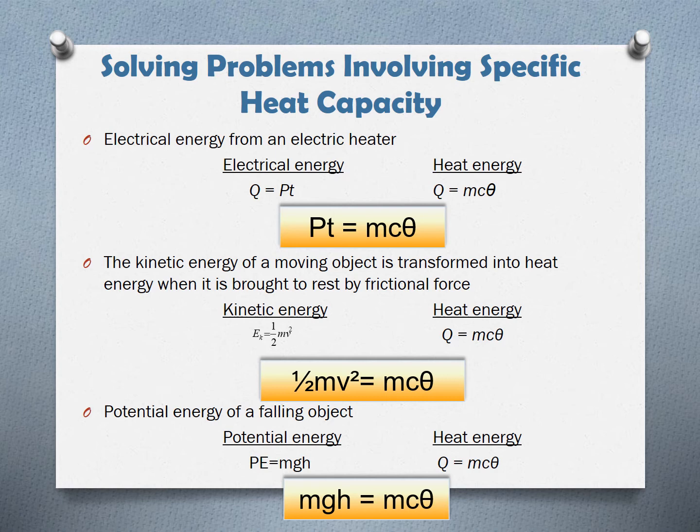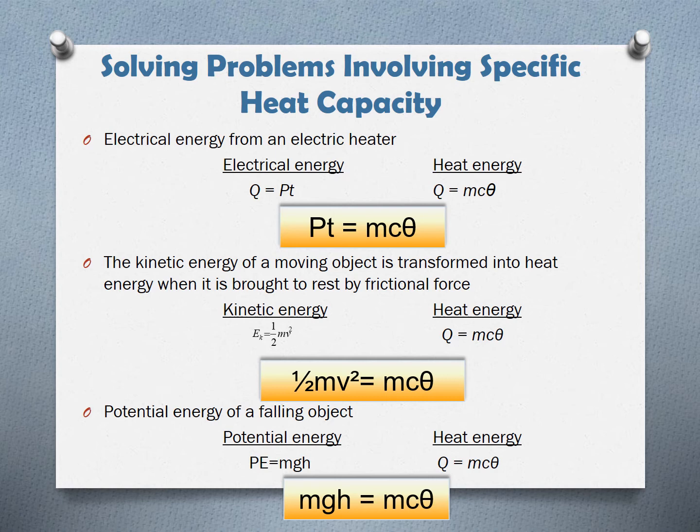Now we're going to solve problems involving specific heat capacity. Let's take a look. Electrical energy from an electric heater: electrical energy equals Pt, while heat energy is Q equals mc theta. So Pt is equal to mc theta.